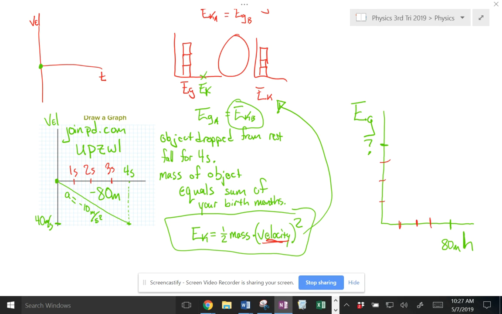So, a graph of EG versus H is a line. y equals mx plus b. What's the m for this thing? You were going to write a general form equation.